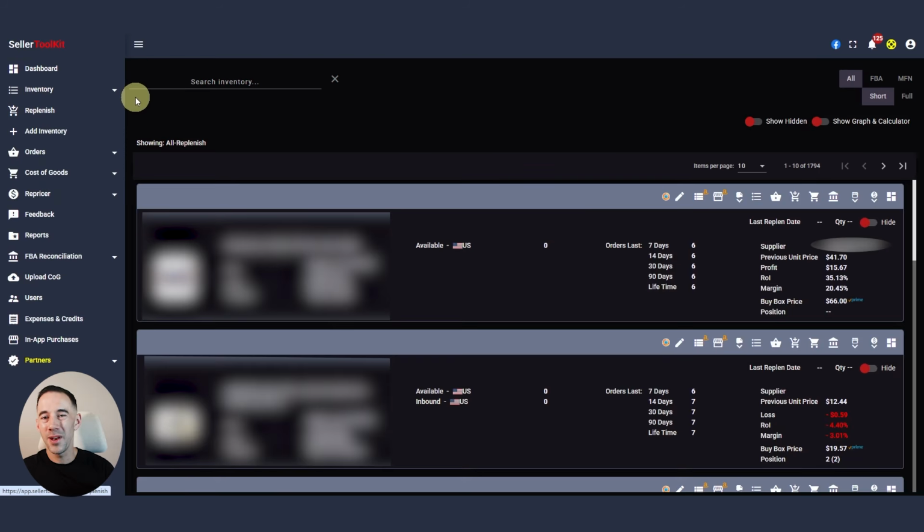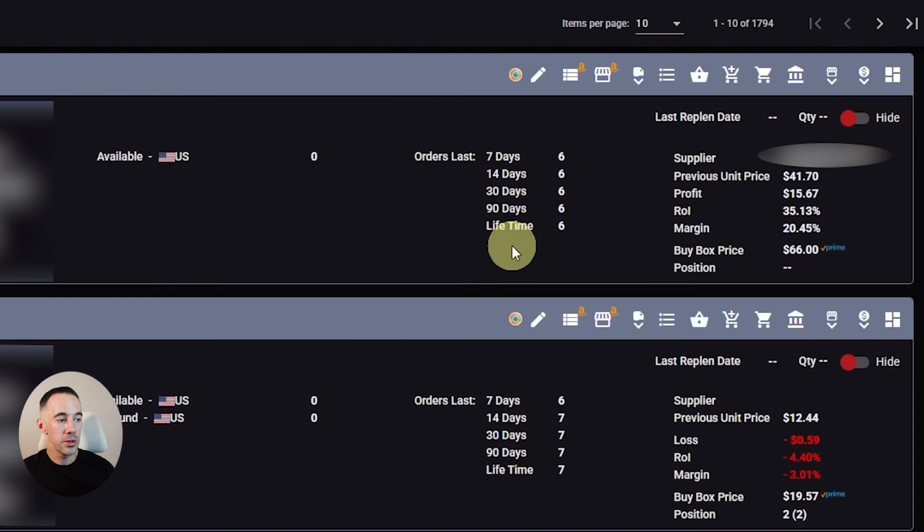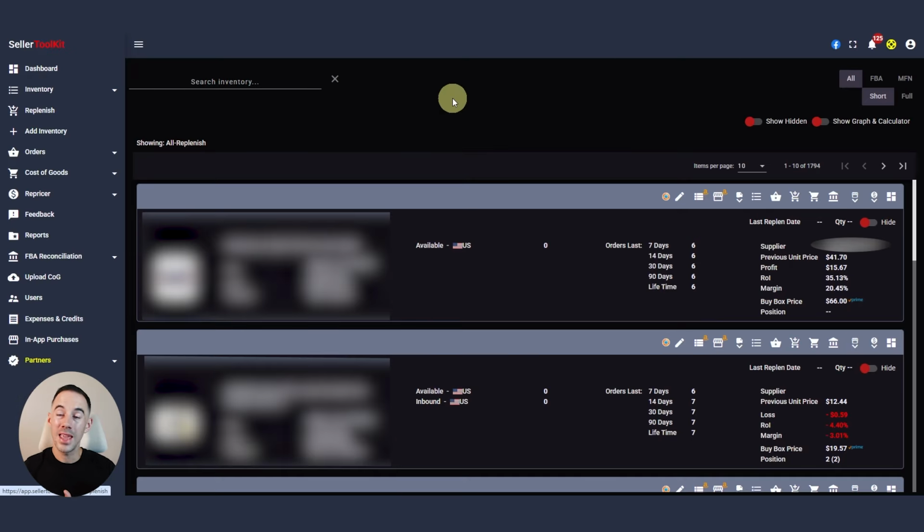Okay, so the next one you've got is replenish. Now, replenish isn't actually one that we really use, but you can use it if you want. Really simply, it tells you the product again. I'm going to blur some information out. It'll tell you how many sales you've had in the last period of time. It also tells the supplier. So if you upload the supplier information, you can literally click on that. And then it also tells you the previous unit price and all the other information. So if you are looking to replenish, this can be a really good system to use. We actually do it a slightly different way, but it can be very, very useful.